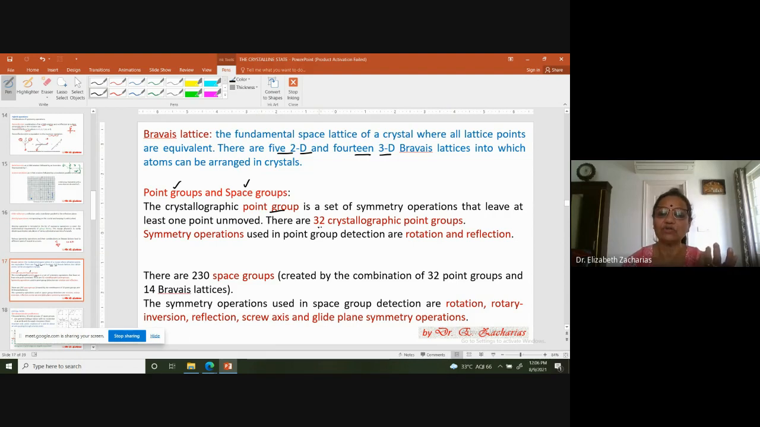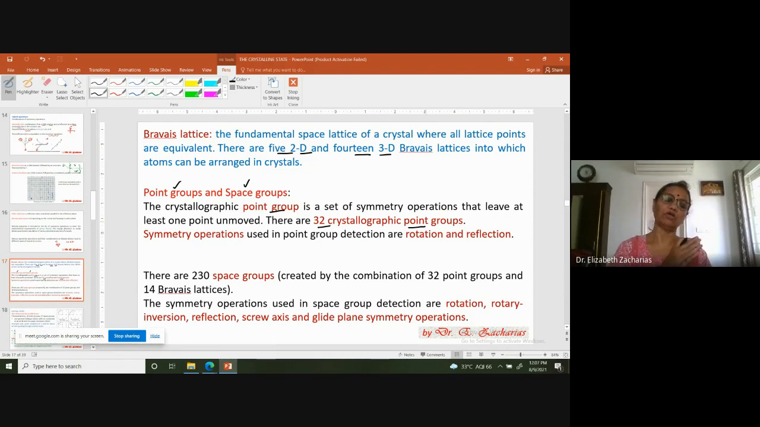And there are 32 crystallographic point groups. How do you know which of the 32 point groups a given Bravais lattice has? You can know that by doing symmetry operations. Point group detection is done by rotation and reflection. By doing various types of rotations and reflections, if you find that the Bravais lattice remains unchanged, then you know that these are the crystallographic point groups associated with that particular Bravais lattice.